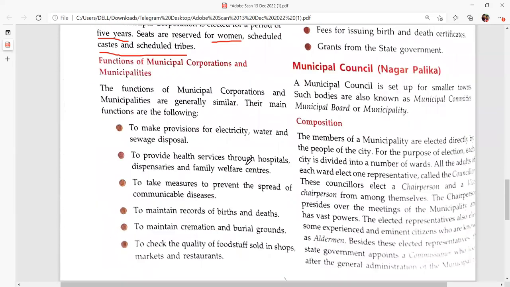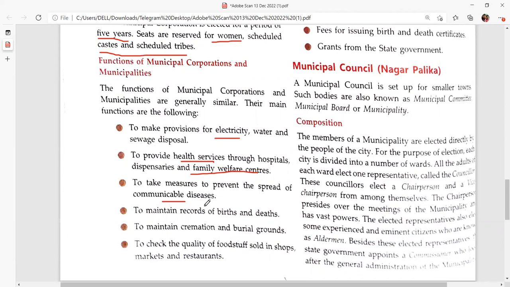Okay. Functions of the municipal corporation and municipalities. The functions of municipal corporations are similar. Their main functions are to make provisions for electricity, water and sewage disposal, health services, family welfare centers, and to take measures to prevent the spread of communicable diseases. During Corona, these municipal corporations took initiative to prevent the spread of communicable diseases, that is, COVID-19.